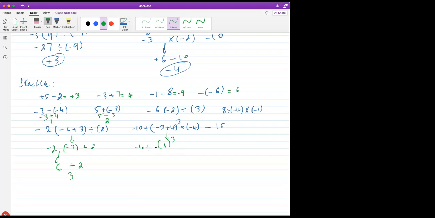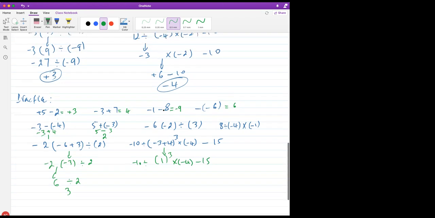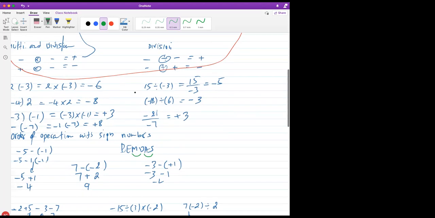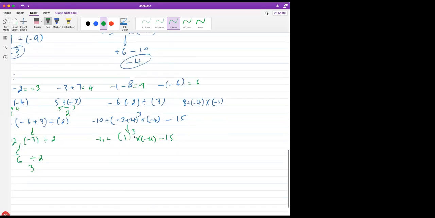And everything else stays the same for now. Minus 4 minus 15. So we've done the parentheses. What comes after the parentheses in the order of operations? The exponent. We have an exponent here. What's 1 to the third? 1 times 1 times 1 is 1. Bring the division down. Times that by negative 4.